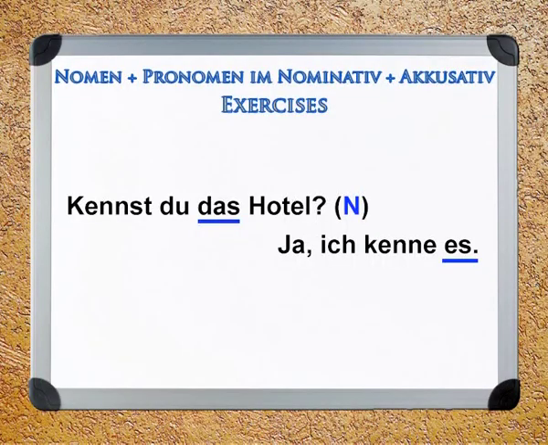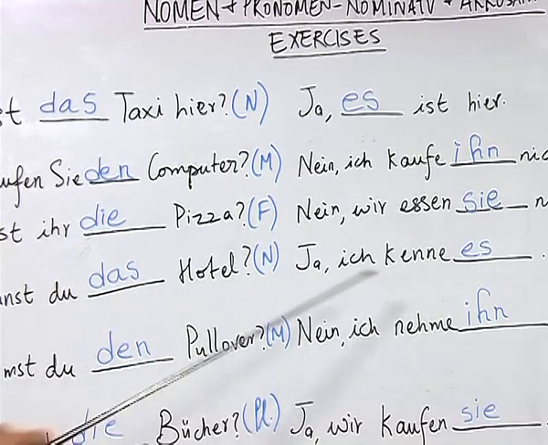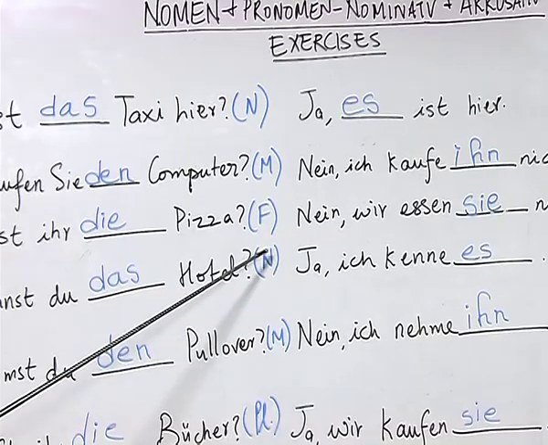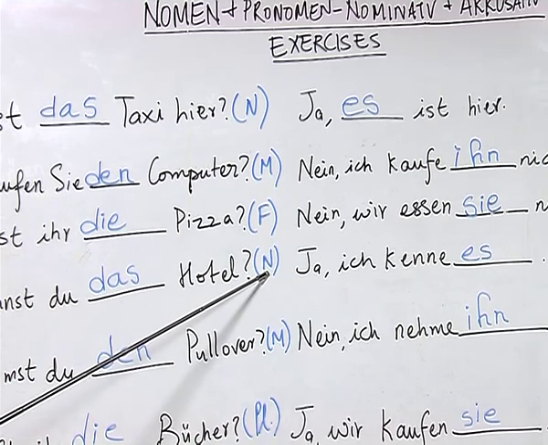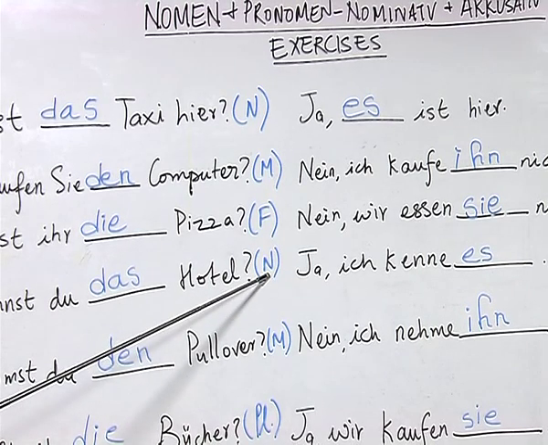Kennst du das Hotel? Ja, ich kenne es. Here also the student wrote the correct article and the pronoun both in accusative by correctly distinguishing the noun in the accusative case by looking at the marker N, which shows that the noun is in the neutral gender category.